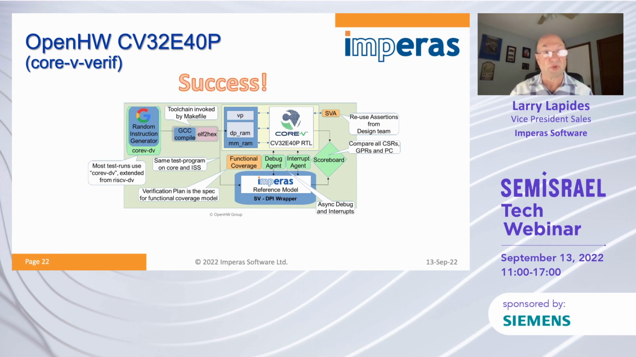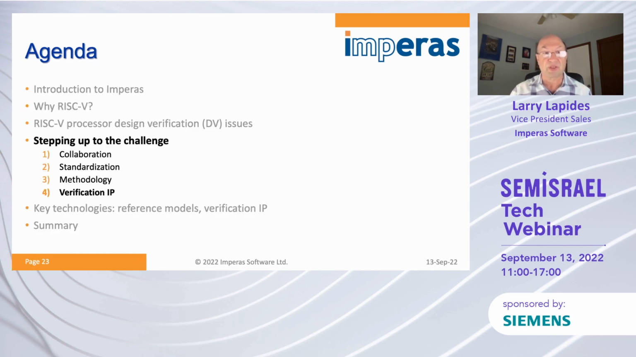This was successful. CV32E40P is a well-qualified core that's been used and put in silicon. So great, this worked. But actually, it took a lot of effort. So how to improve on this? That gets us to the fourth piece of stepping up to the challenge, verification IP.